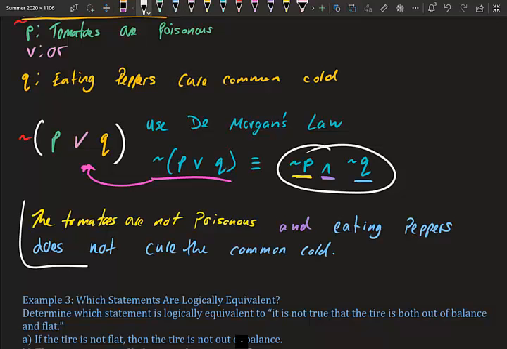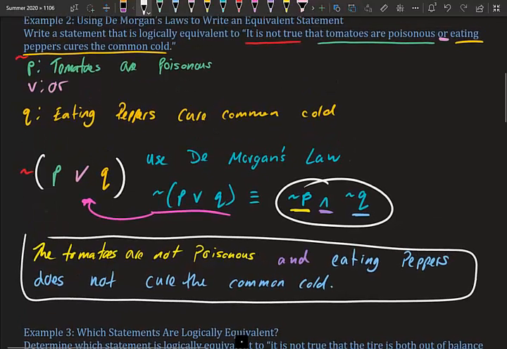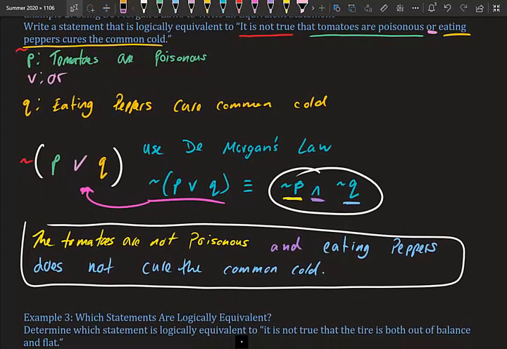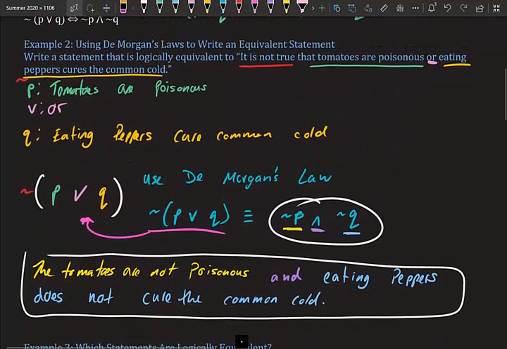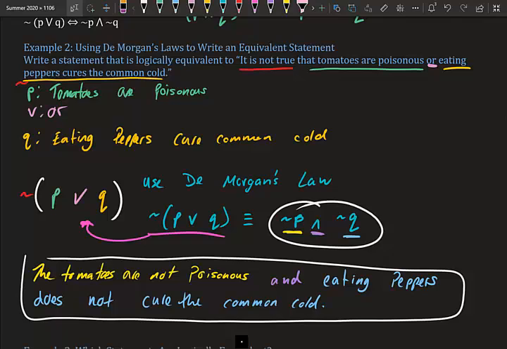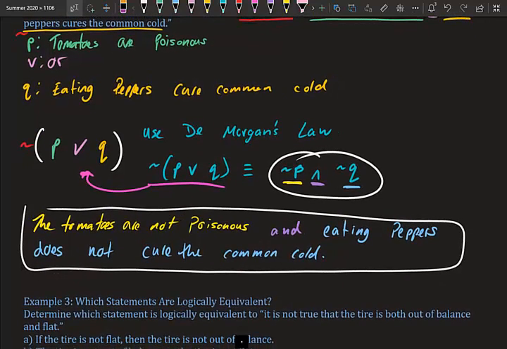So our equivalent statement: the original statement we started off with was, it is not true that tomatoes are poisonous or eating peppers cures the common cold. An equivalent statement to that: the tomatoes are not poisonous and eating peppers does not cure the common cold. If you think about it, they do mean the same thing, because we're saying it is not true that tomatoes are poisonous or peppers cure the common cold. So we're saying none of this is real. We're negating the whole thing. So instead of saying not before the whole statement, we can negate individually. So we can say that tomatoes are not poisonous and eating peppers does not cure the common cold.